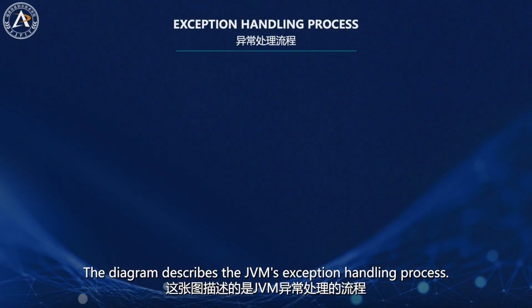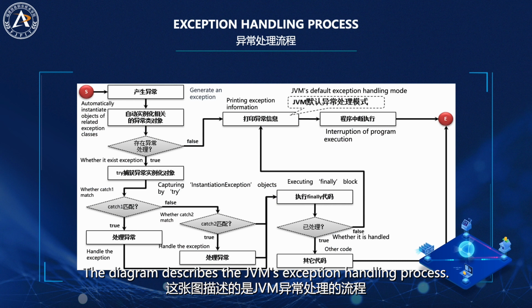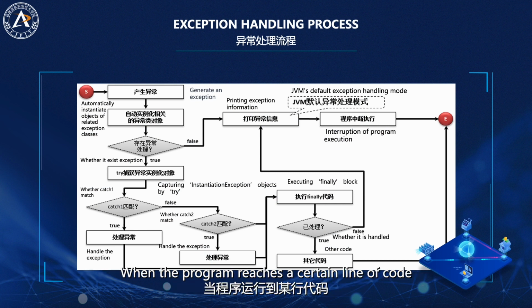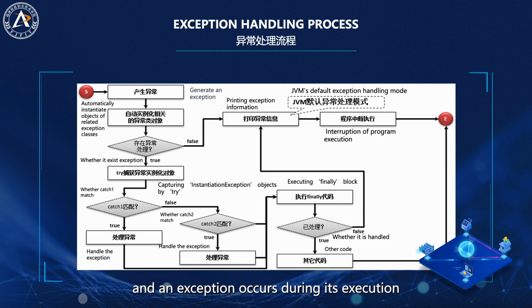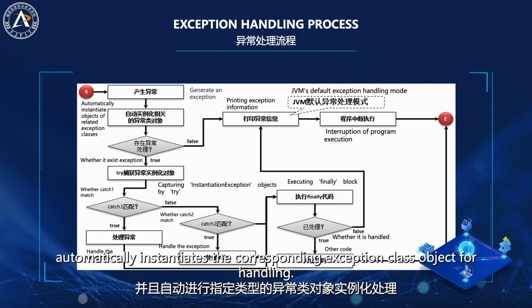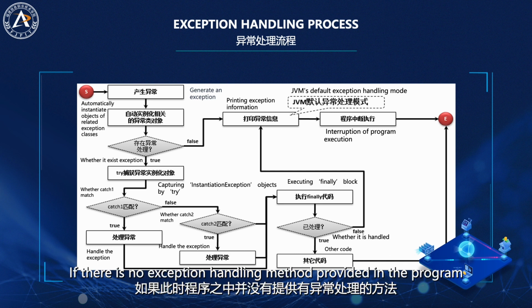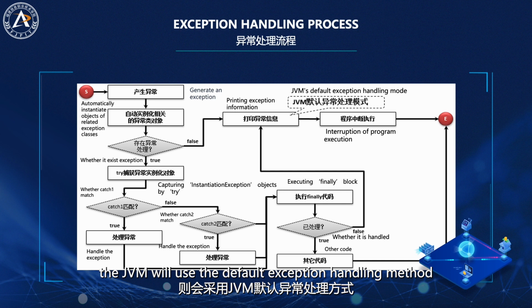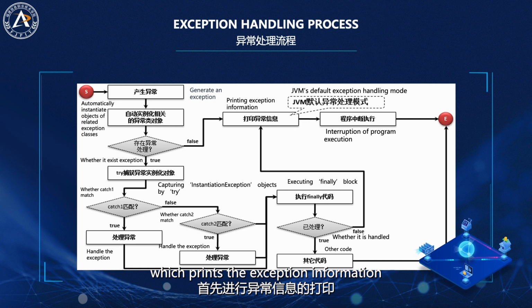The diagram describes the JVM's exception handling process. When the program reaches a certain line of code, and an exception occurs during its execution, the JVM helps determine the type of exception and automatically instantiates the corresponding exception class object for handling. If there is no exception handling method provided in the program, the JVM will use the default exception handling method, which prints the exception information and then terminates the program directly.